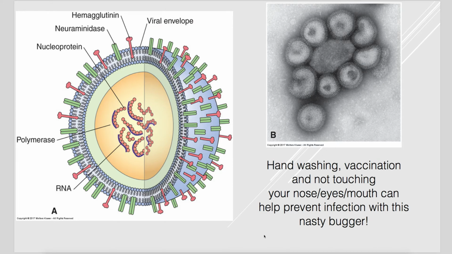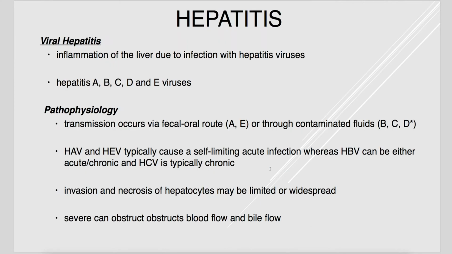This is just showing the influenza virus particle. So it's an enveloped virus. It has these spikes called H and N. H is hemagglutinin, N is neuraminidase, and then they have an interesting RNA genome inside of the viral particle. And of course, hand washing, vaccination, not touching your eyes, nose, and mouth. Those are good ways to prevent influenza, especially in our epidemic right now.